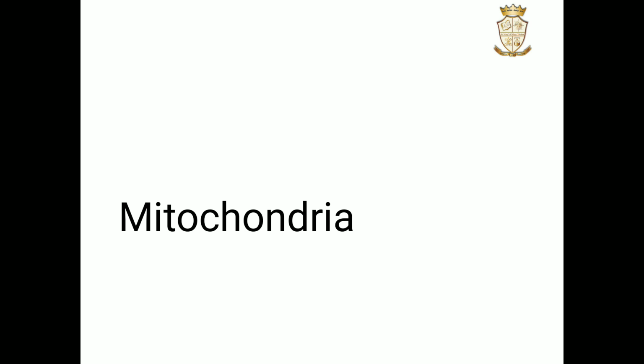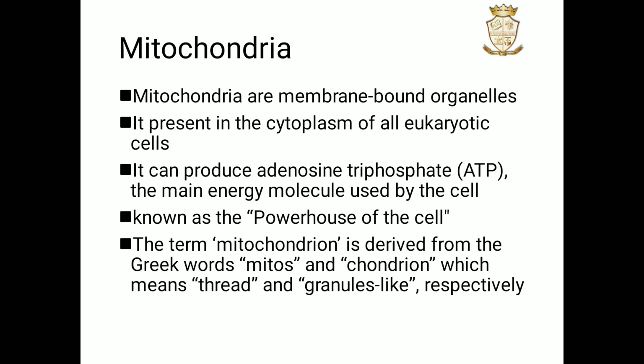First of all, mitochondria. As we know, mitochondria are membrane-bound organelles present in the cytoplasm of all eukaryotic cells. So, if there is a eukaryotic cell, then the mitochondria is a definite factor in a cell, and it can produce the energy molecule called ATP, adenosine triphosphate, which is the main energy molecule used by the cell for various activities. Due to this character, the mitochondria is regarded as the powerhouse of the cell.